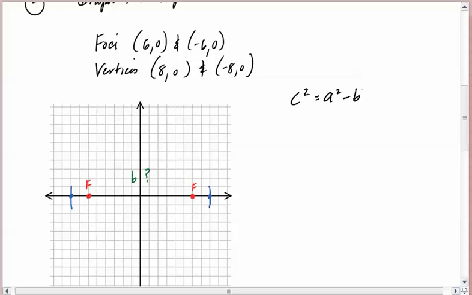And we'll just solve for B. So what was C? C was the blue stuff, which is 8 squared. I'm sorry, C was the 36, 6 squared. A is the 8, which is 64, minus B squared. Okay, let's recap that.